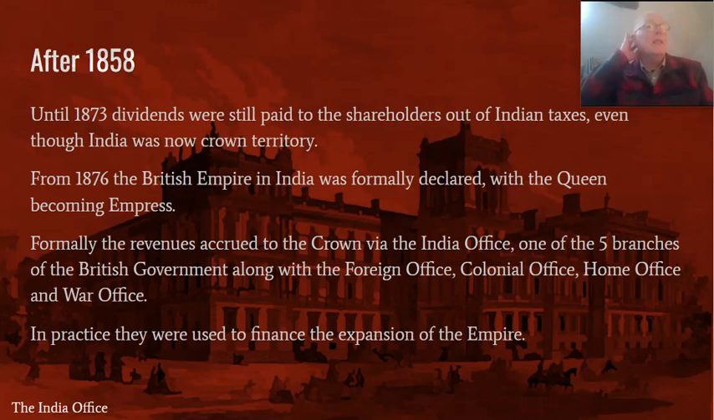From 1876, the British Empire in India was formally declared and the Queen became the Empress. So formally, any revenues that accrued from India to London accrued to the Crown via the India Office, which was one of the five branches of the British government, along with the Foreign Office, Colonial Office, Home Office and the War Office. In practice, after 1858, the surplus was being used to finance the expansion of the empire.